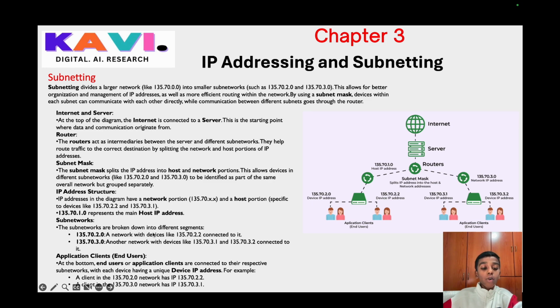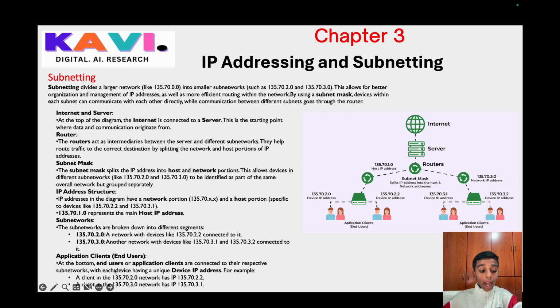The subnetworks are broken into different segments. 135.70.2.0 is a network with devices like 135.70.2.2 connected to it. 135.70.3.0 is another network with devices like 135.70.3.1 and 135.70.3.2 connected to it. Now let's move on to the application center or the end users.